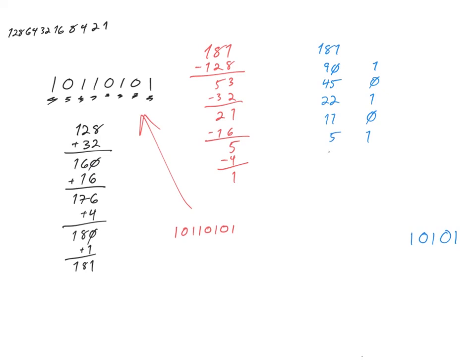5 divided by 2 is 2, remainder 1. So I'll take that remainder and put it right there. 2 divided by 2 is 1, remainder 0. What am I saying? 2 divided by 2 is definitely remainder 0, so I'll take that remainder and I'll put it right there. And then 1 divided by 2 is 0, remainder 1. So I'll put that right there. And now I've gotten to 0, so I'm done converting the number. And you'll notice that it matches with all of the other ones.